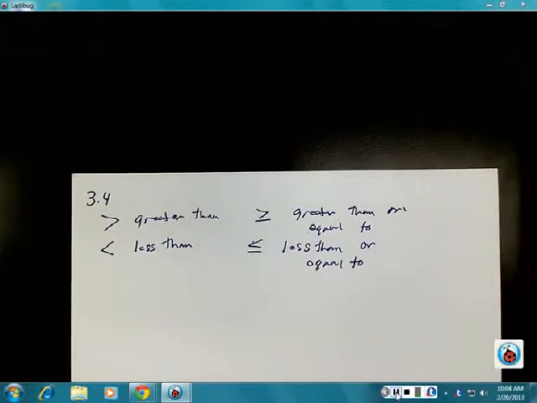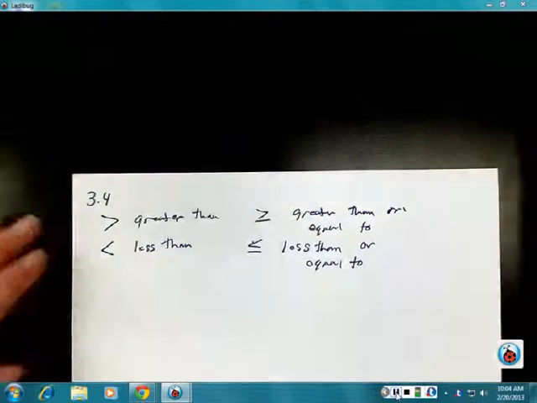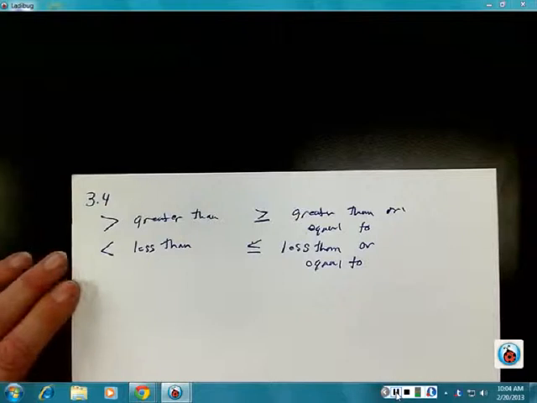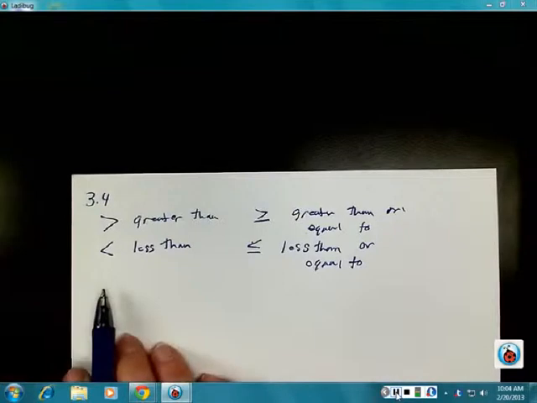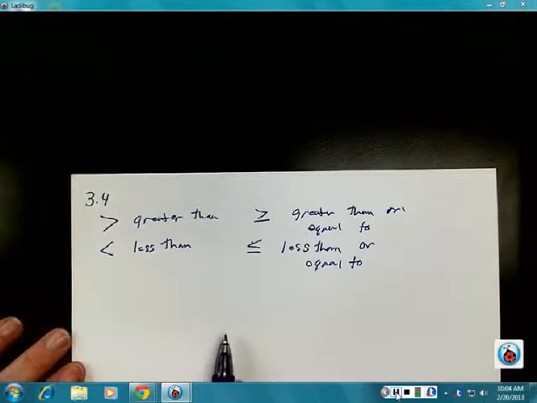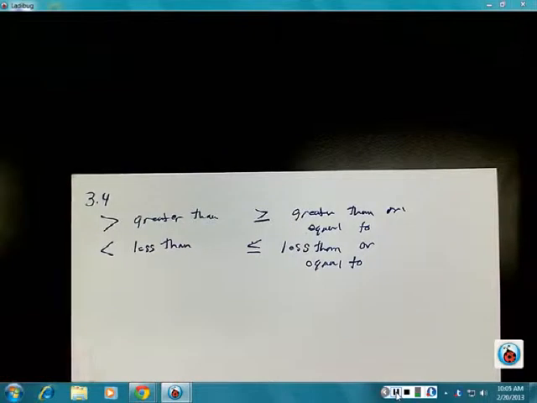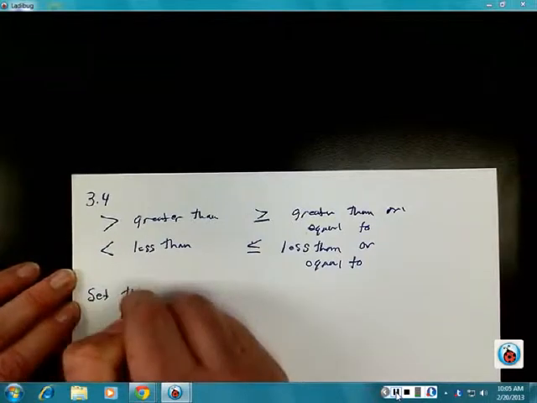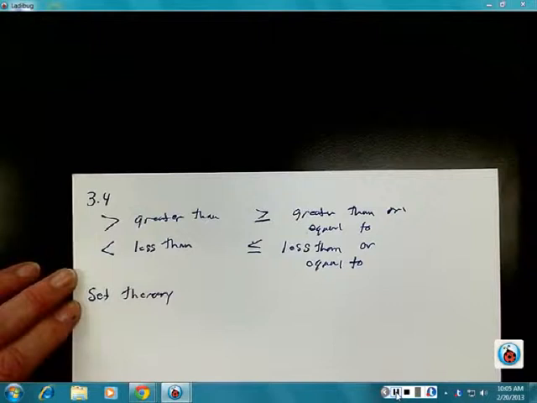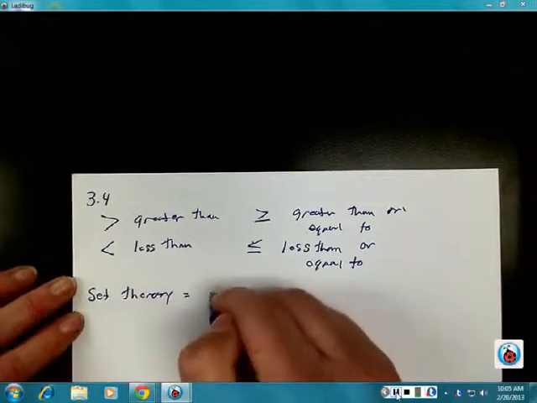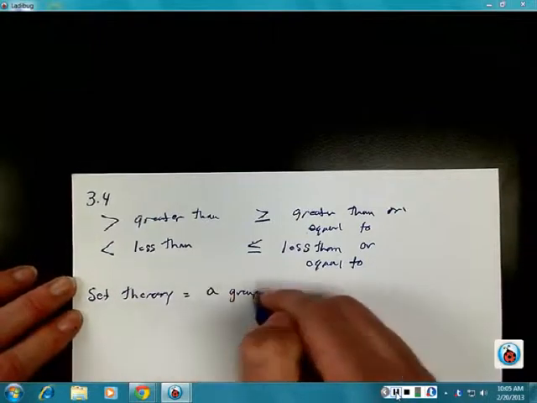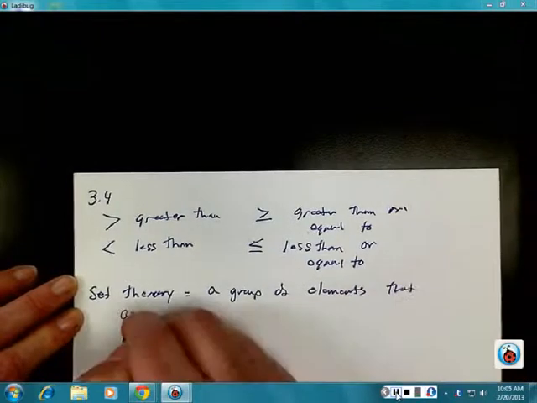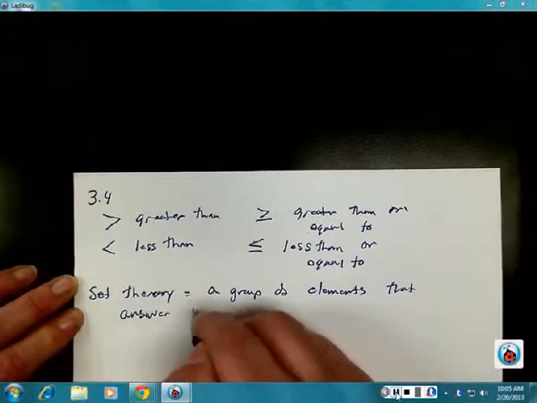Okay. So, in Chapter 2 we solved for x and we solved for those variables, but we only had one single answer. This time around, instead of having one single answer to our problems, we're going to have multiple answers. And so it gets into what's called set theory. And in set theory, that is a group of elements that answer, in our case, the equation.